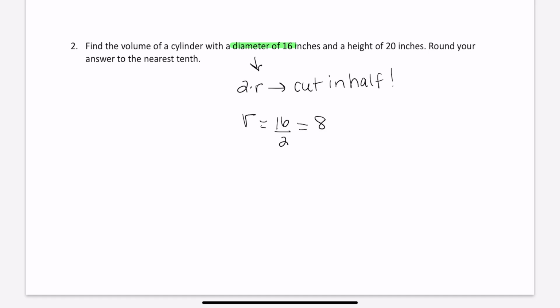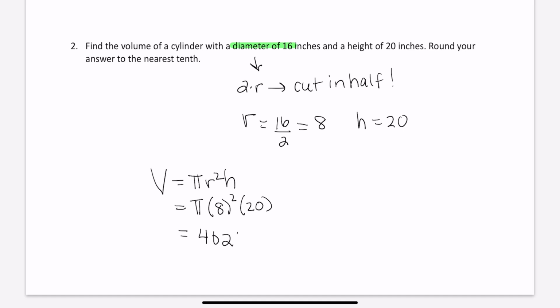And then it tells us a height of 20, so we know h is 20. Again, I'm going to take my formula. We know volume is equal to pi r squared h. So this is going to equal pi times my radius, which is 8 squared, times h, which is 20. Go ahead, plug that right into your calculator, and after rounding, you should get 4,021.2. And that's going to be your final answer.